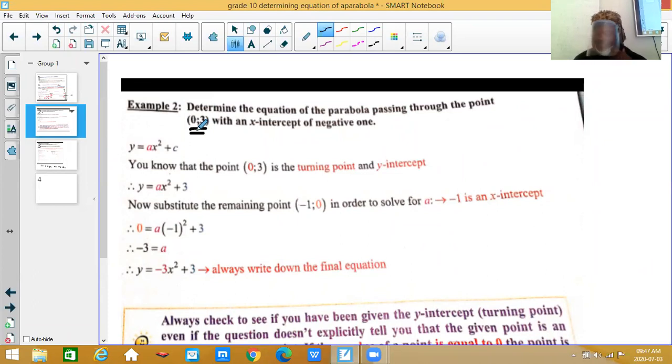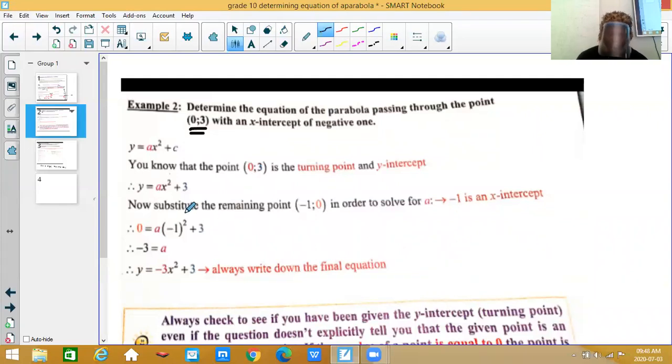This one is the turning point because the x value is 0. So our general equation is still the same. y is equal to ax squared plus c. You know that the point (0, 3) is the turning point and the y-intercept, so you can actually say y is equal to ax squared plus 3. Are you following? Because here, the value of c must be 3, because this is the turning point.